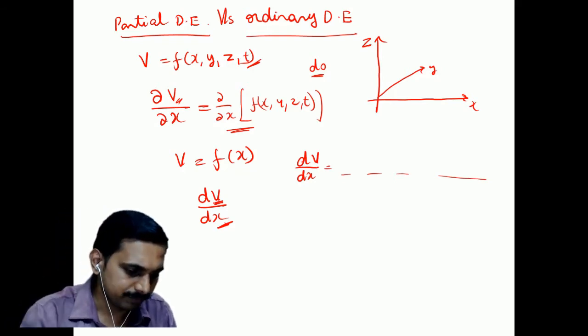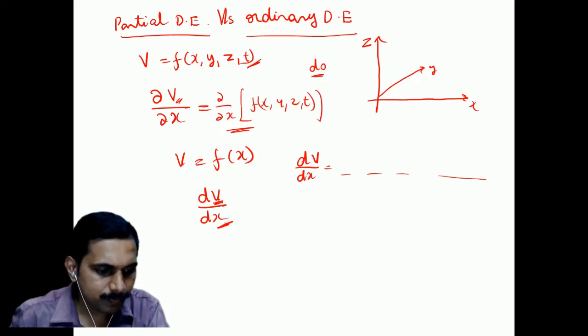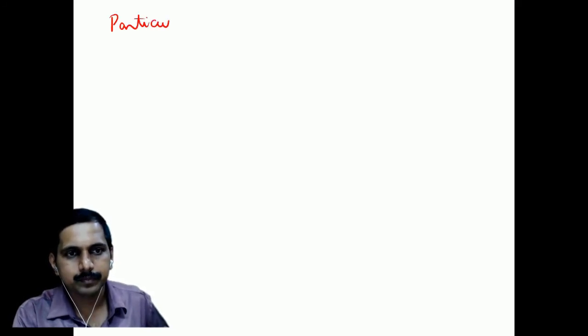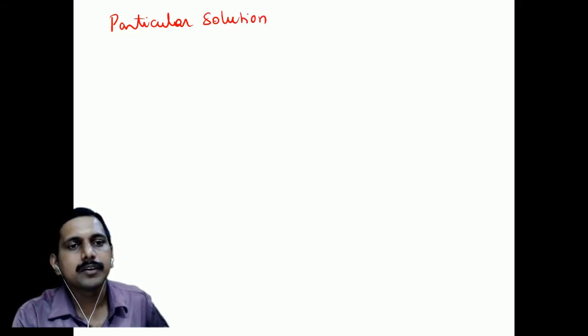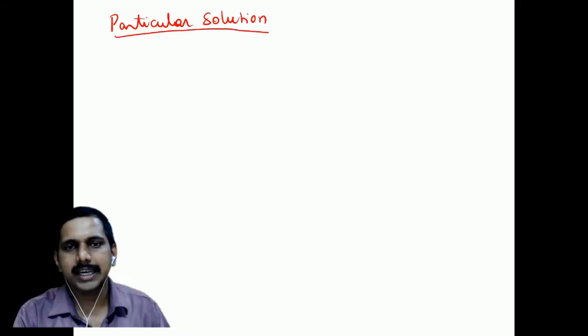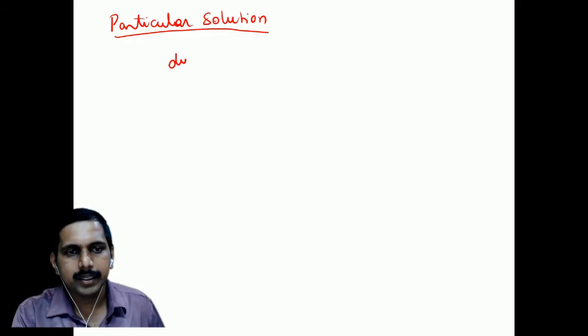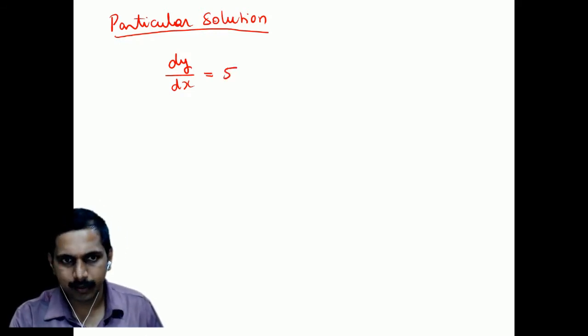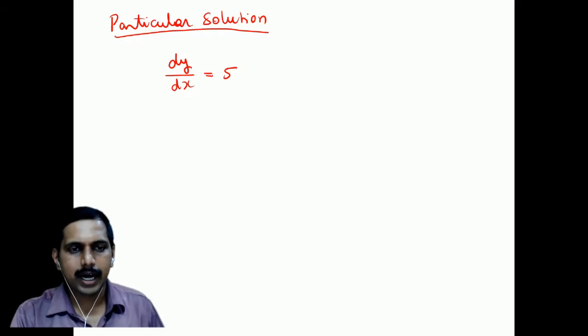Okay, done. Another point. What do you mean by particular solution? Let us take an example. Let us say dy by dx is equal to 5. Very simple, a simple question. Now, what can I do?